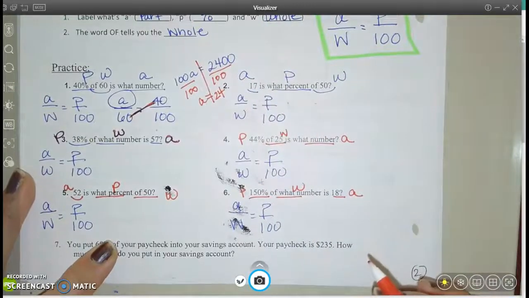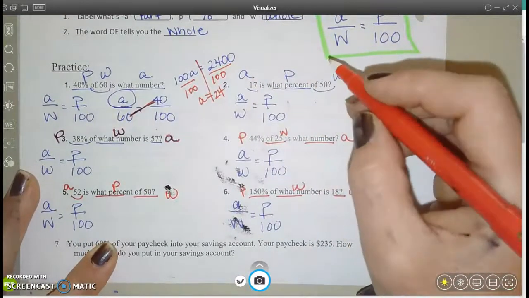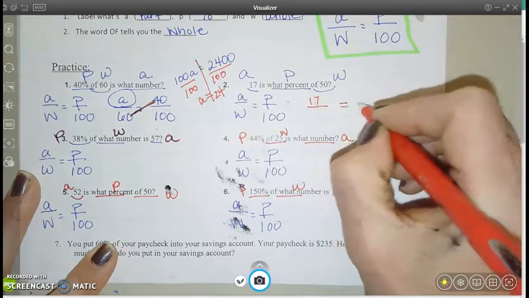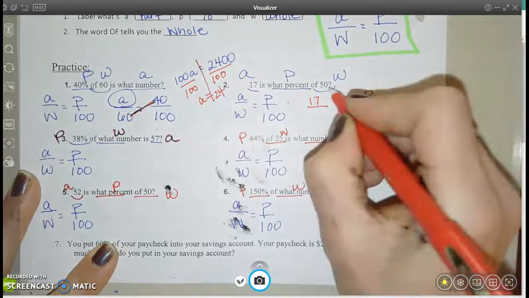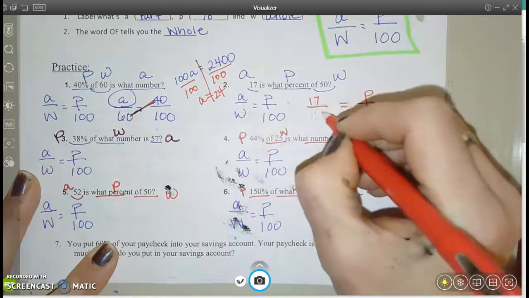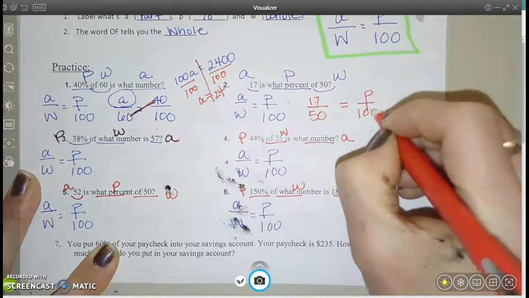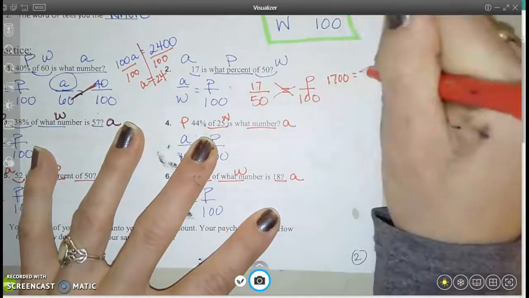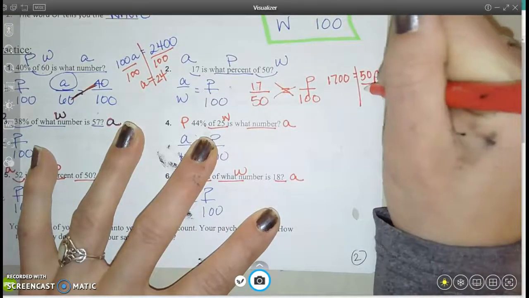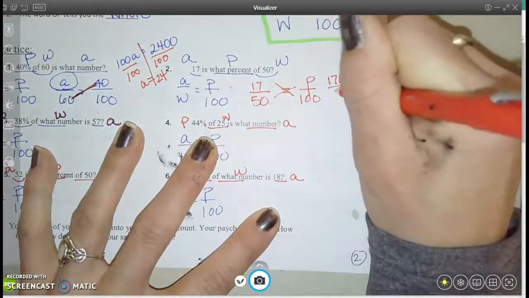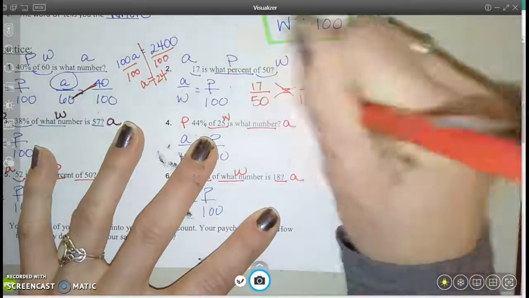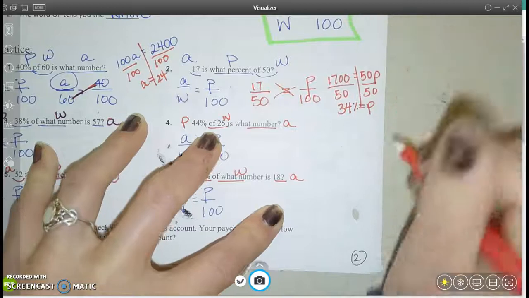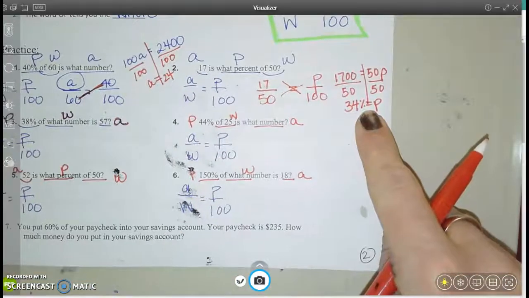Okay? I'll do one more. So 17 is A. What percent? So I don't know P, I'm looking for that. "Of" 50 is the whole, so I put it where the W goes. And 100. Cross multiply. So 1700 equals 50P. This is what we did in chapter 5, so I'm not going over cross multiplying in a lot of detail here, but I finished cross multiplying to solve for the variable. And for this one I get 34%. Make sure you put a percent sign on it if it's a percent.